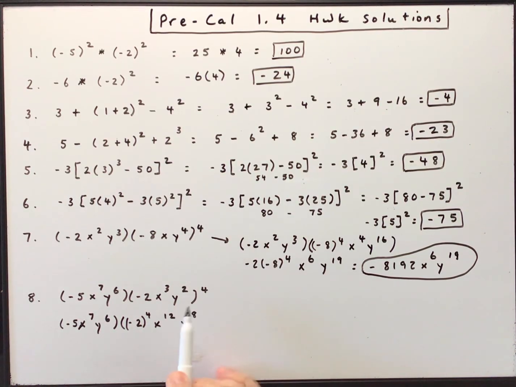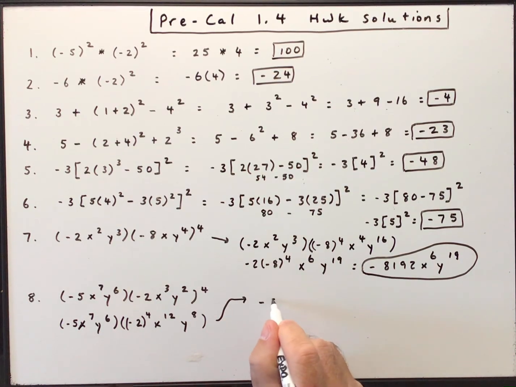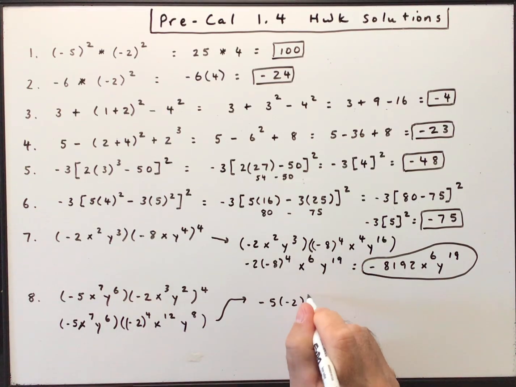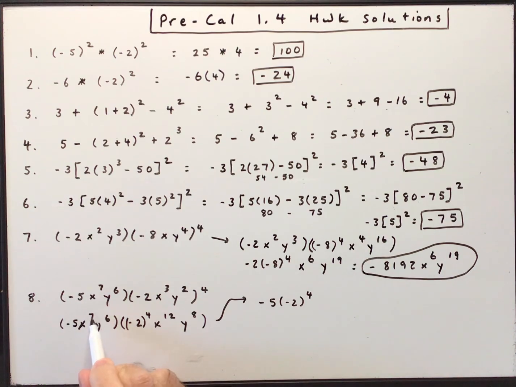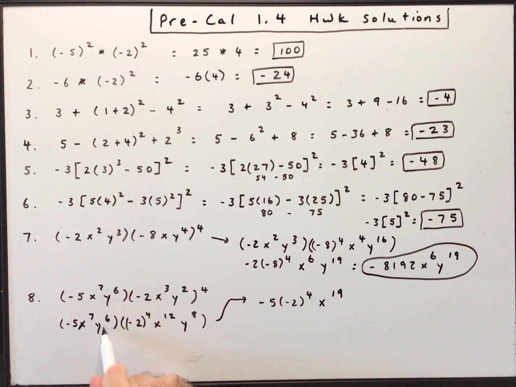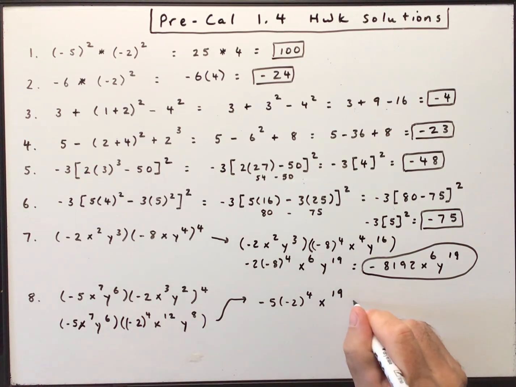So a lot of times students forget, okay, when do I multiply the exponents? When do I add? When do I subtract? Well, when it's an exponent raised to another exponent, that's when you multiply. Okay, so we have this negative 5 out front. So we'll deal with the constants times negative 2 to the 4th. And then we have x to the 7th times x to the 12th. Well, 7 plus 12 is 19, so that's going to be x to the 19th. And then y to the 6th times y to the 8th. 6 plus 8 is 14, so that's y to the 14th.